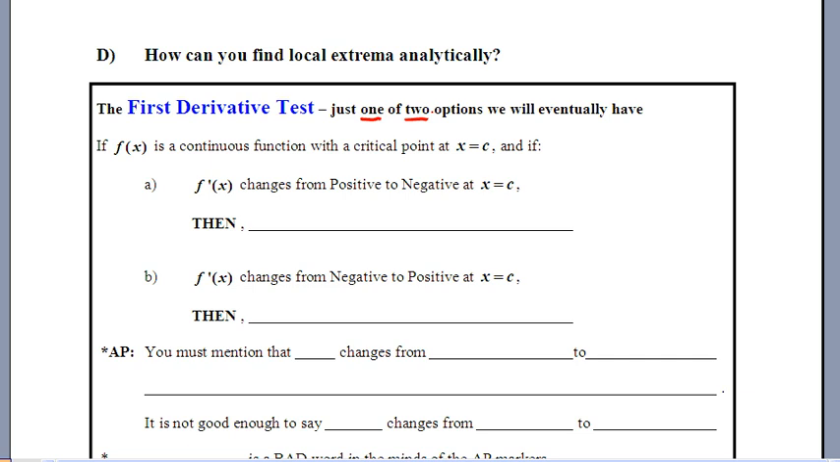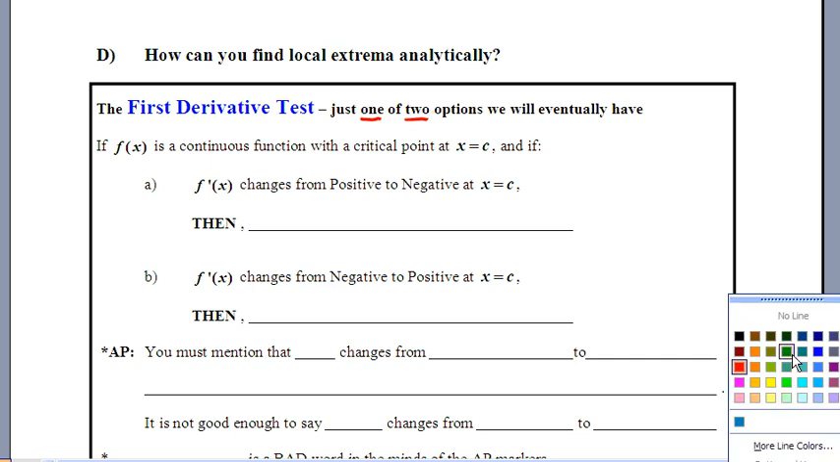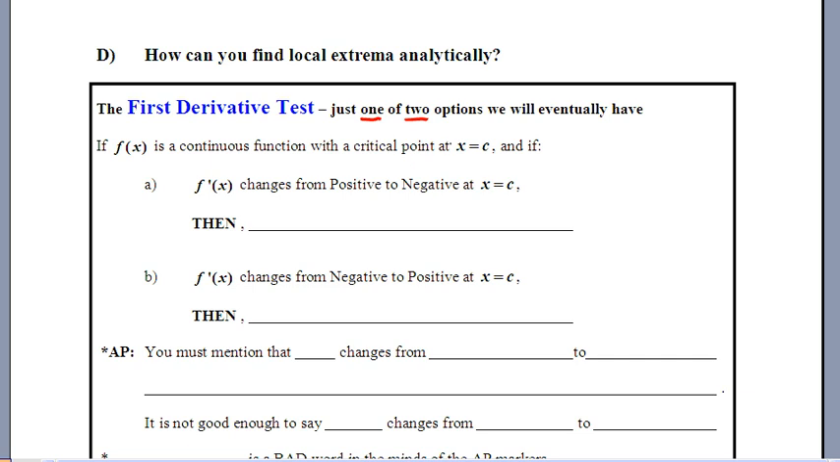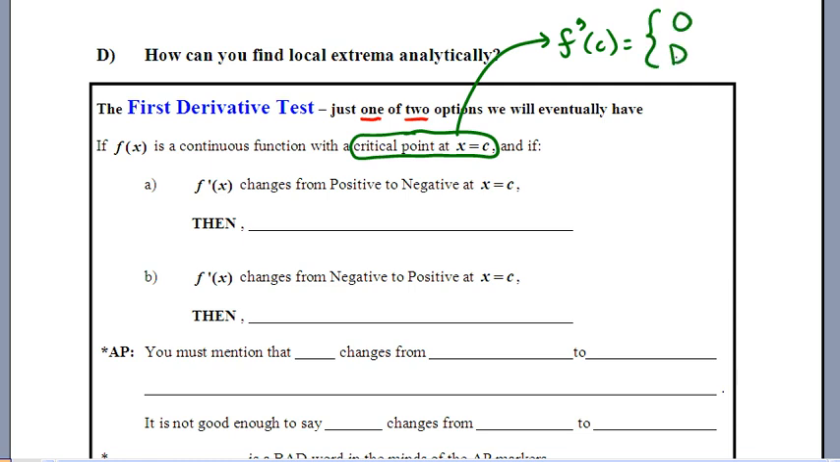It says if f of x is a continuous function with a critical point at x is equal to c. Okay, let's go over what that means. So to say that it's got a critical point at x is equal to c, then that means that at that spot, if you were to go and check out the derivative at that place, it's got to be one of these 2 things. It's got to either be 0 or it's got to be busted.